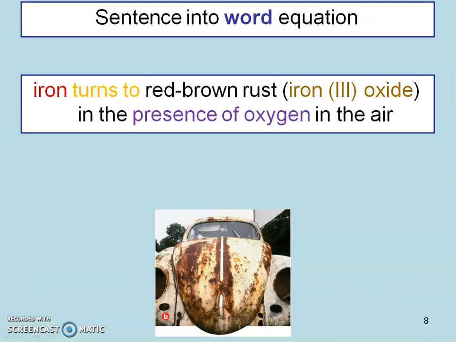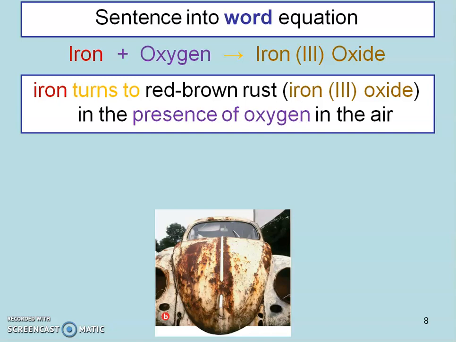All right, on to our next sentence, and now we're going to make it into a word equation first, and then we're going to come up with our formulas. So: iron turns to red-brown rust, in other words, iron 3 oxide, in the presence of oxygen in the air. So this one's a little tricky. So iron, okay, turns into, so that's going to be our yield sign there, turns into this iron 3 oxide. But it says in the presence of oxygen. So really, in the presence of oxygen is also going to be a reactant. So this is our word equation: iron plus oxygen gives us iron 3 oxide.